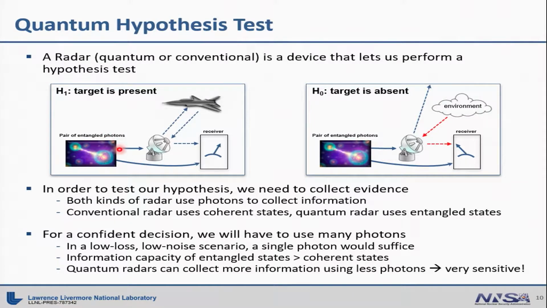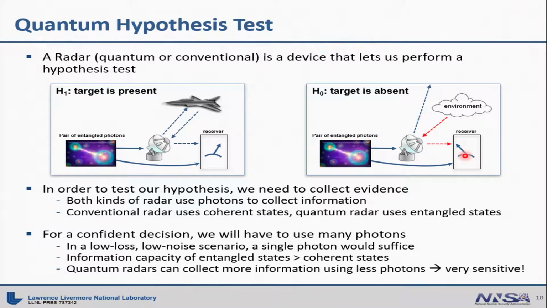Its partner, though, that has a strong, ultra-strong correlation, is going to be directed out towards where you believe a target may be. And then when it bounces off the target, it comes back. You're going to take that photon with its partner, and if you detect that they're entangled, you're going to count that photon as a signal photon and apply it towards your detection algorithm. If it's an environmental photon and there is no strong correlation, then you're going to reject it as noise. So that's the basic idea.